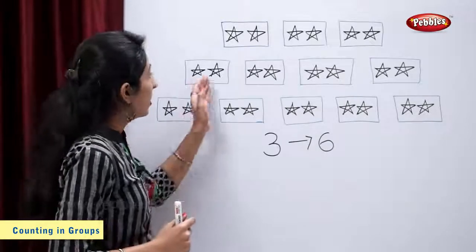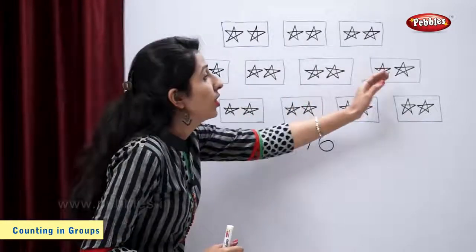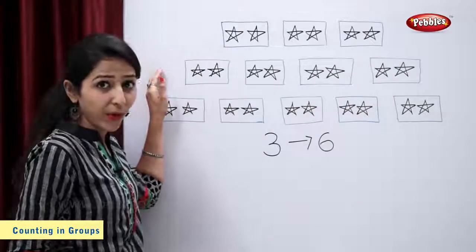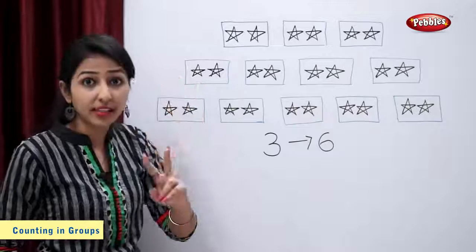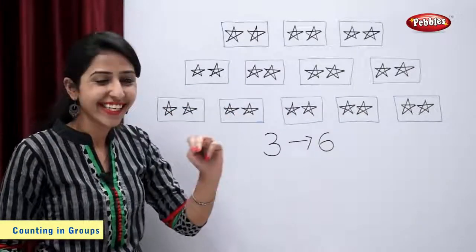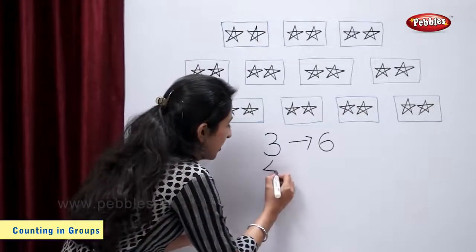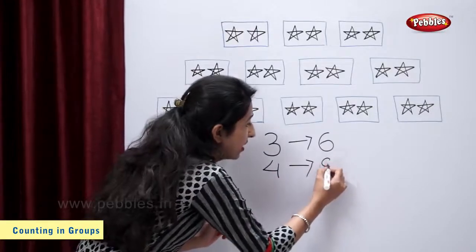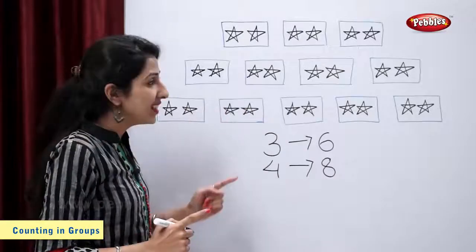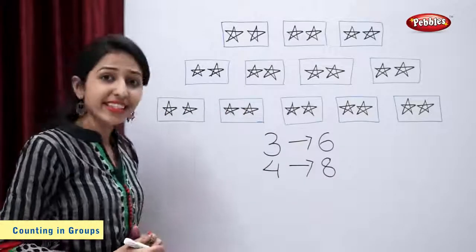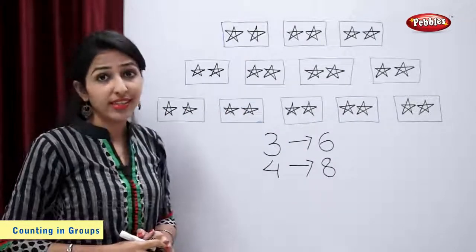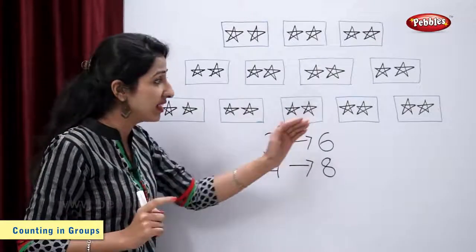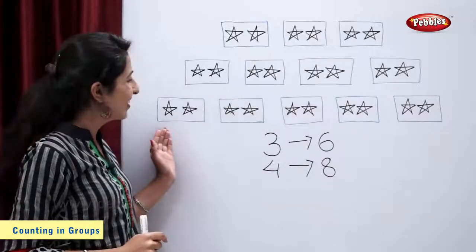There are total 4 pairs in the second row. 4 pairs of 2 stars each. So there are total 8 stars in the second row. Students, now you count and tell me there are how many pairs in the third row?